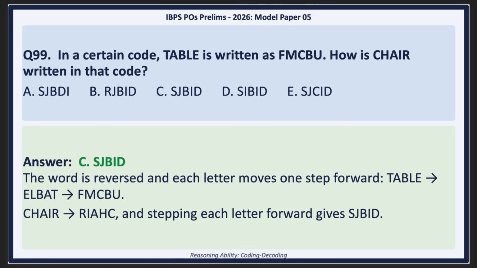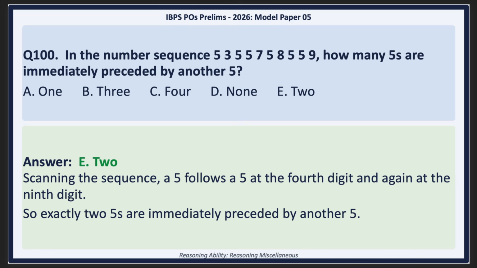And finally, question 100. A number sequence test. We have a string of numbers, 5, 3, 5, 5, 7, 5, 8, 5, 5, 9. The question asks, how many 5s are immediately preceded by another 5? The danger here is just glazing over. You have to literally trace it with your finger or your pen tip on the screen or paper. Scanning the sequence, I see a 5 following a 5 at the 4th digit, and then again near the end at the 9th digit. That's exactly 2 instances. A nice, calm, easy win to finish the entire section. It is always good to end on a straightforward note.